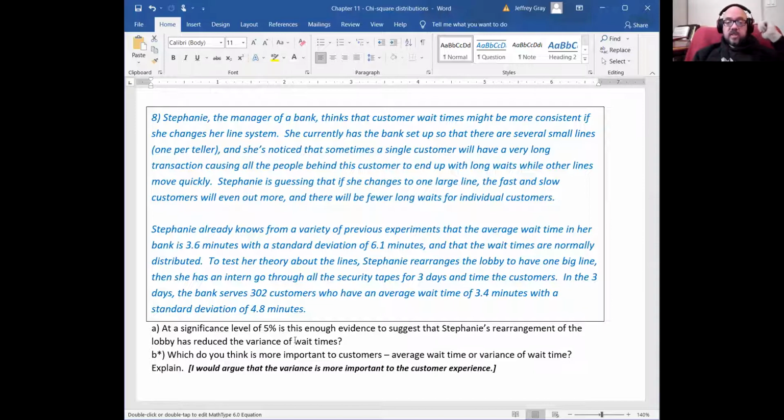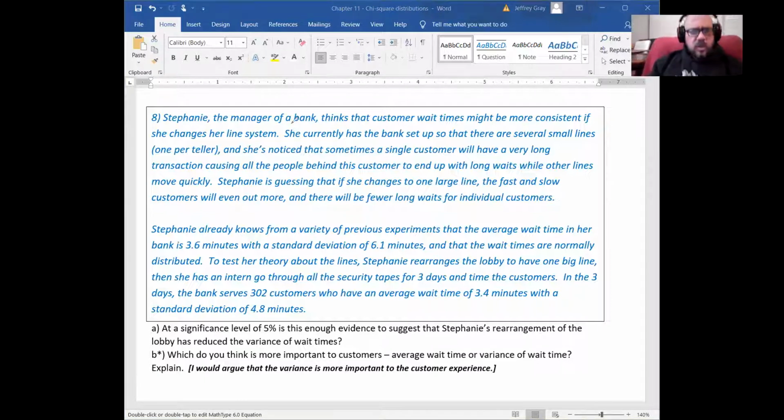So notice that this is not a question about the mean. This is a question about how variable the wait times are, which is standard deviation or variance. And so that's what tells you to do a one sample test of a single variance. I'm sorry, that's what it's called. So let's go set up a whiteboard.